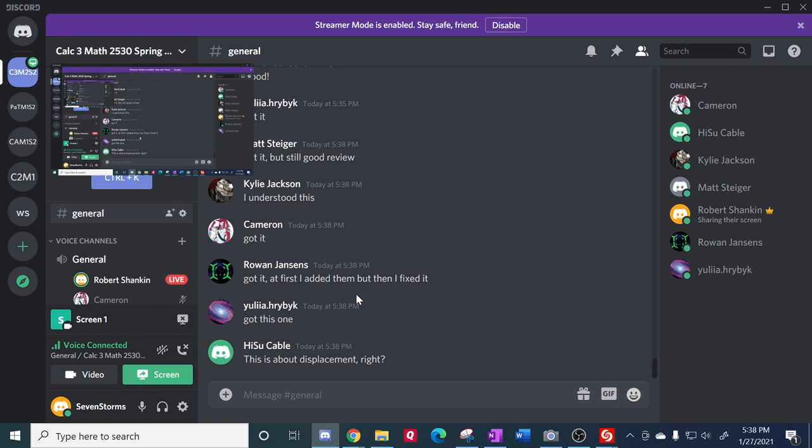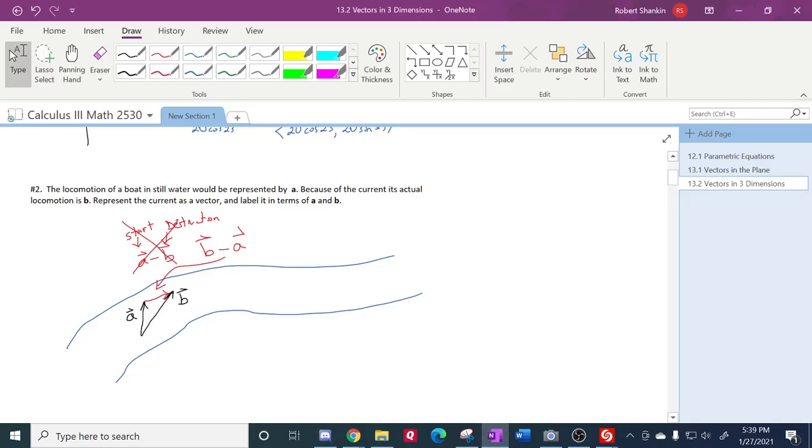This could, yes, we could say that it's about displacement, destination. In a way, this is, yes, kind of like the change. How did A change to B? What did I have to add to A to get to B is also that difference. I had to add the current to the A to get to B.